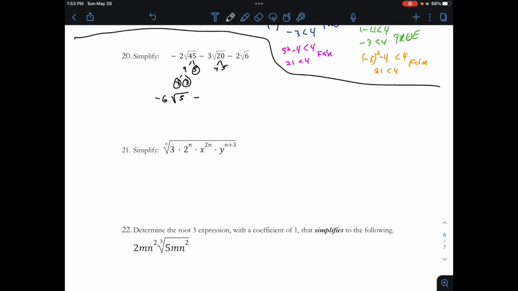Right? Minus, this factors to 5, 4, 2, 2. 6 factors to 2 and 3, neither of which will pair out. So here I get negative 6 root 5, then minus 2 root 6. Okay, combining our like radicals, negative 6 roots 5 minus 6 more roots of 5 gives me negative 12 square roots of 5 minus 2 square roots of 6. That's as far as we can go.